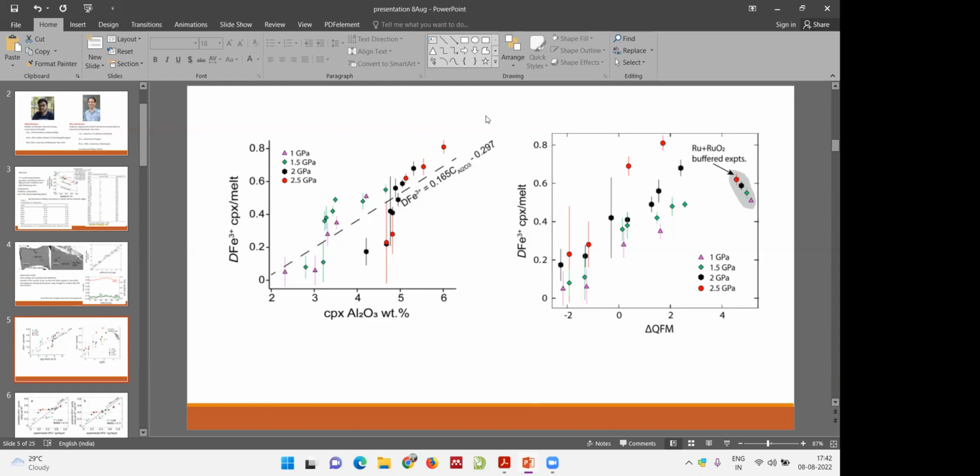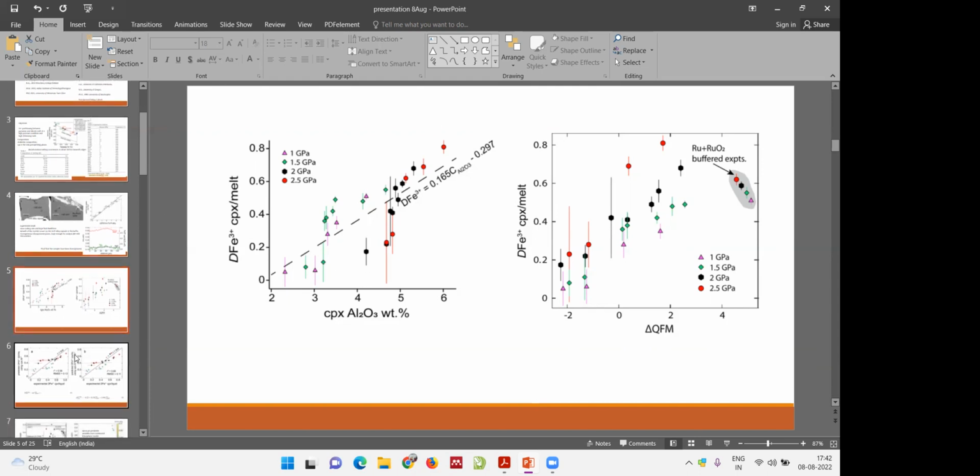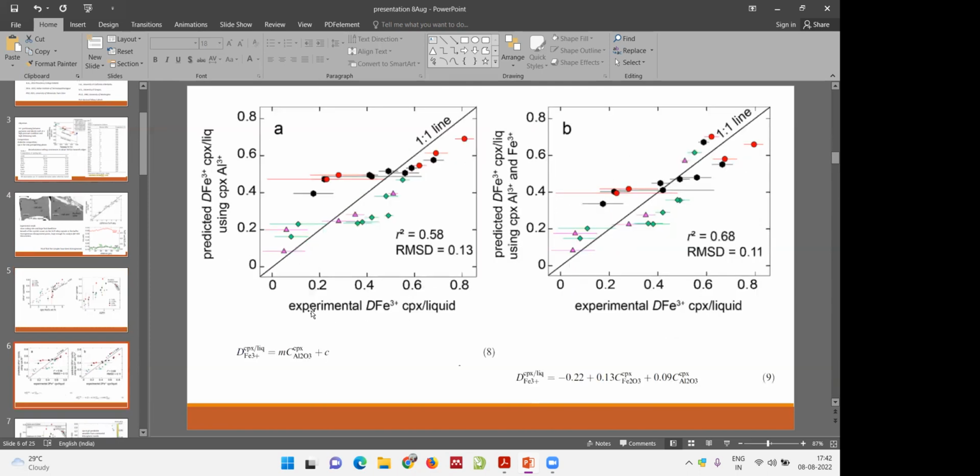And they tried to regress it with this particular equation, and it has a comparatively good fit. Also, they made some regression equations. So these are the two regression equations. So first, what they tried to do is they plotted experimental Fe3 plus partitioning value and this predicted Fe3 plus partitioning value using only aluminium concentration of clinopyroxene as a variable. So we can see that in this case, the R square value is about 0.58.